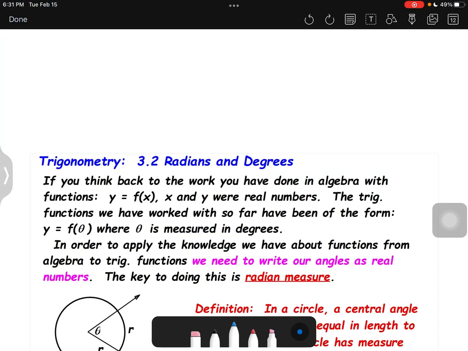Hey, trig class, we're going to take a look at lesson 3.2, which introduces the radian measure of an angle. And so we'll jump in here.